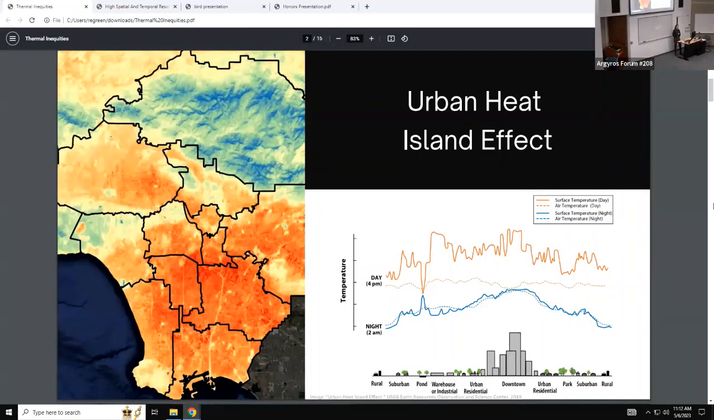So just for some background, I think it's important to understand the concept of the urban heat island, which essentially is that in more urbanized areas where there's a lot of concrete and asphalt and heat retaining materials, heat over the course of the day builds up and is retained throughout the night, and it also reaches higher temperatures than it would in an area that has vegetation or green space.